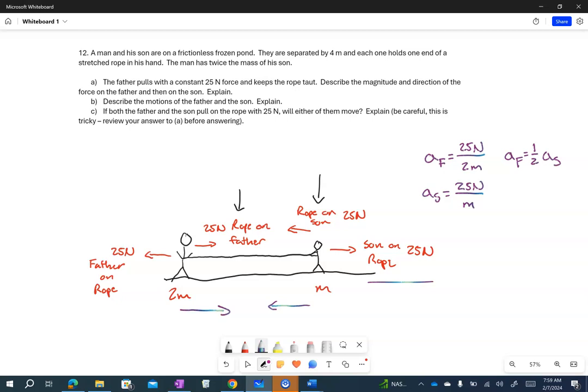Just to hold on to the rope, the son needed to exert those 25 newtons worth of force. And the father is exerting those because he's pulling on it. So they're both always pulling on it with 25 newtons worth of force just to maintain their grip on it. So what are they going to do? Well, they're both going to go to the middle again, and we're going to end up in the exact same situation we started with in the first set of things we were told.